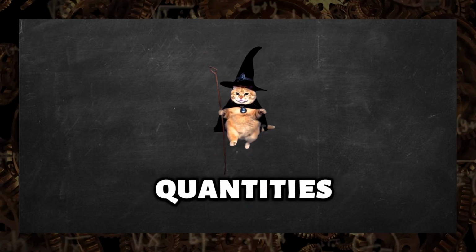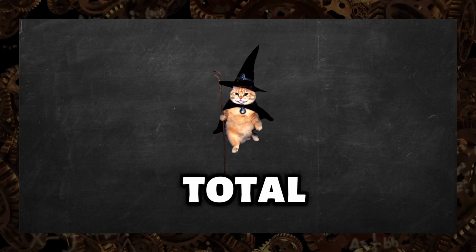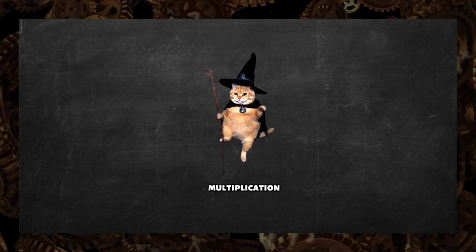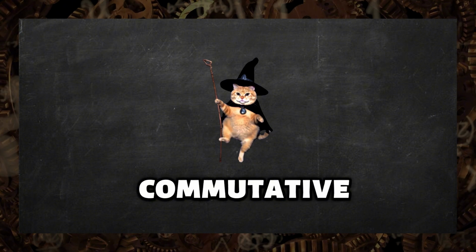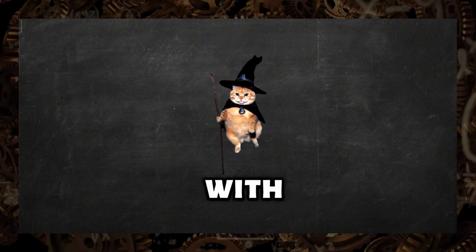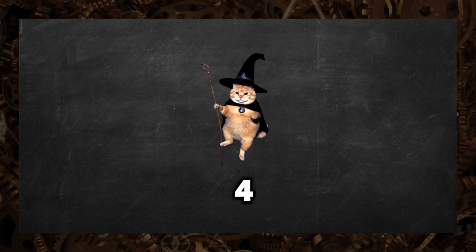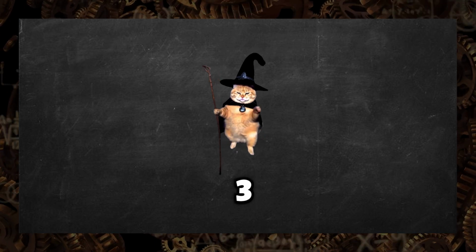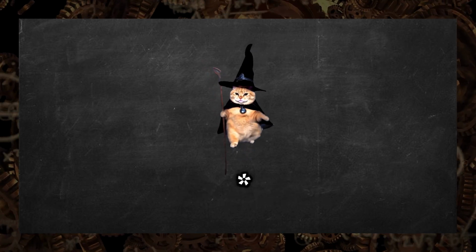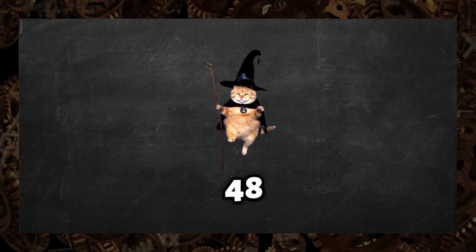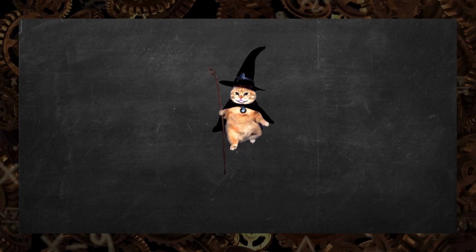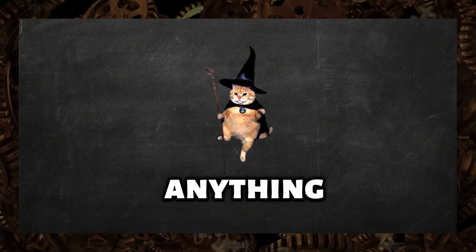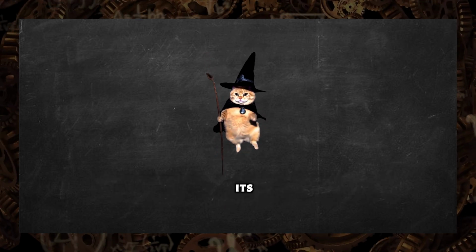It scales quantities proportionally, such as finding the total apples in 5 baskets each containing 6, yielding 30 through multiplication. The commutative property applies here as well, with 4 times 5 equaling 5 times 4 at 20, and associativity permits regrouping, like 2 times 3 times 4 equaling 2 times 3 times 4, both 48. The multiplicative identity is 1, where any number times 1 remains itself, and 0 multiplied by anything results in 0, underscoring its absorbing nature.